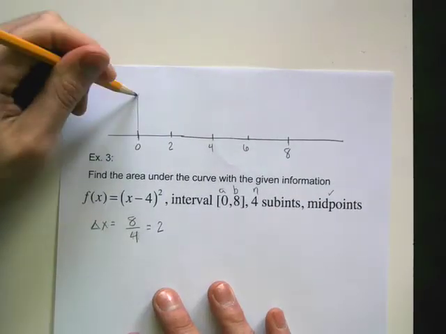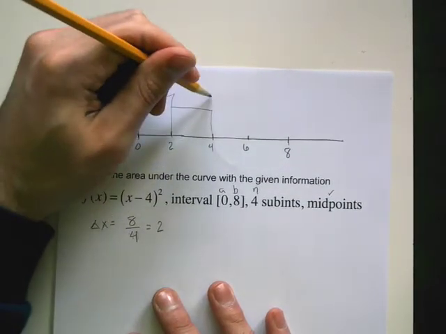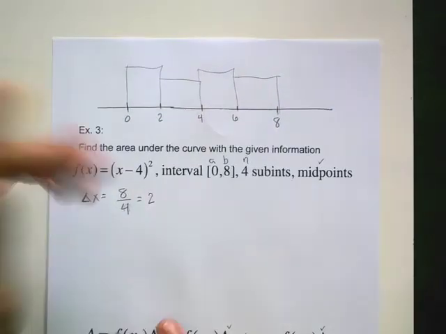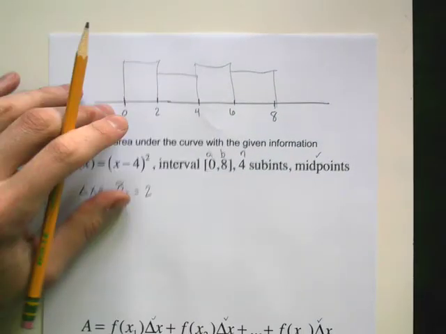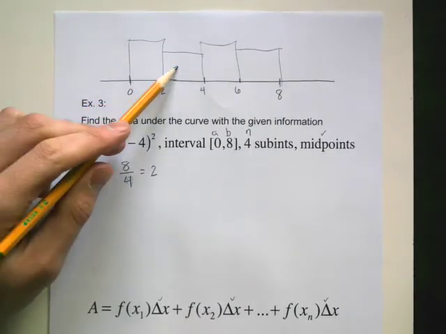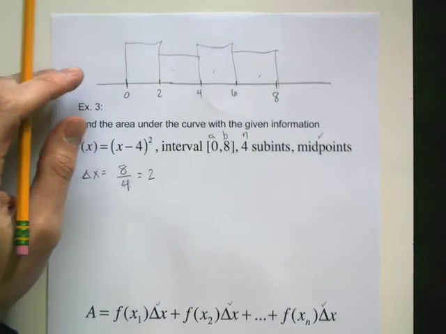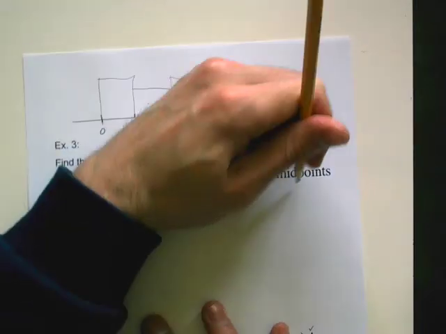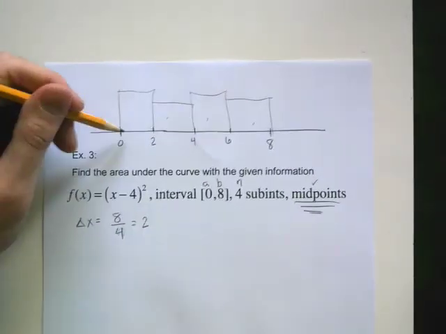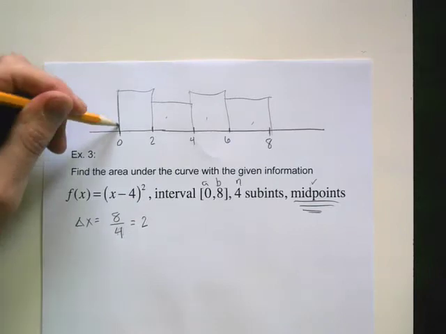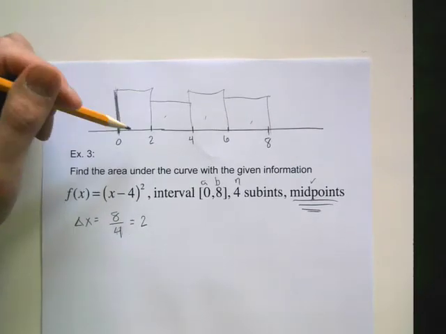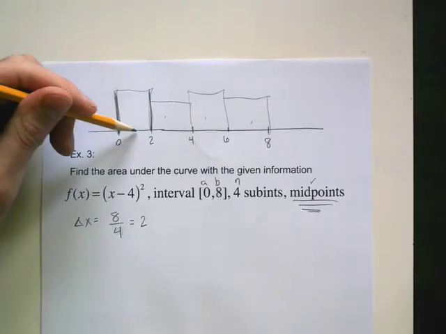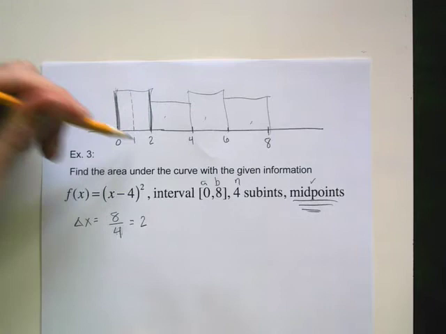Somewhere in here I'm going to have some rectangles, however they're shaped. I don't really know what the curve looks like. I do, but you don't have to draw it in for these. We just want to algebraically get the areas of these rectangles. So the key on this one is midpoints. On this first rectangle, am I going to use f of 0 to get the height? Am I going to use f of 2 to get the height? I'm not going to use either one of them. I'm going to use the midpoint, which is 1.